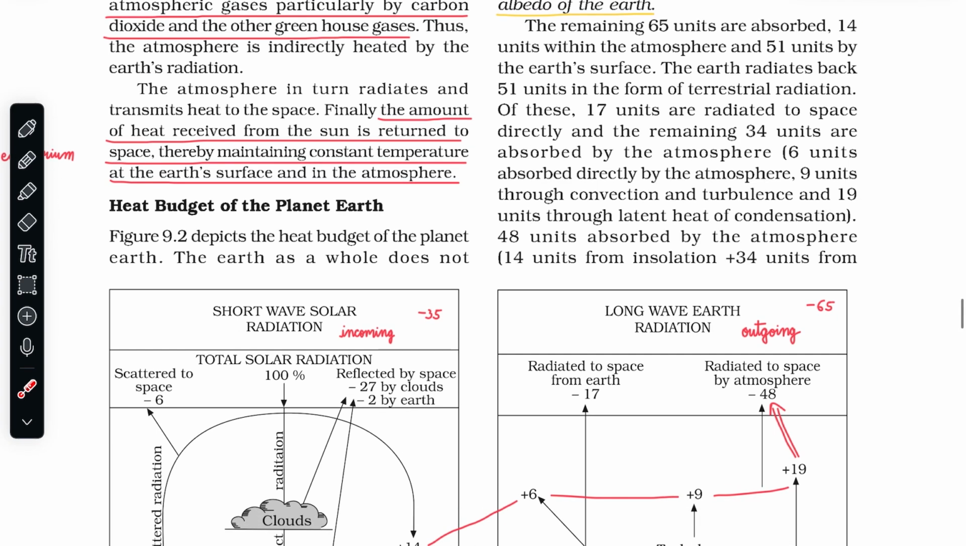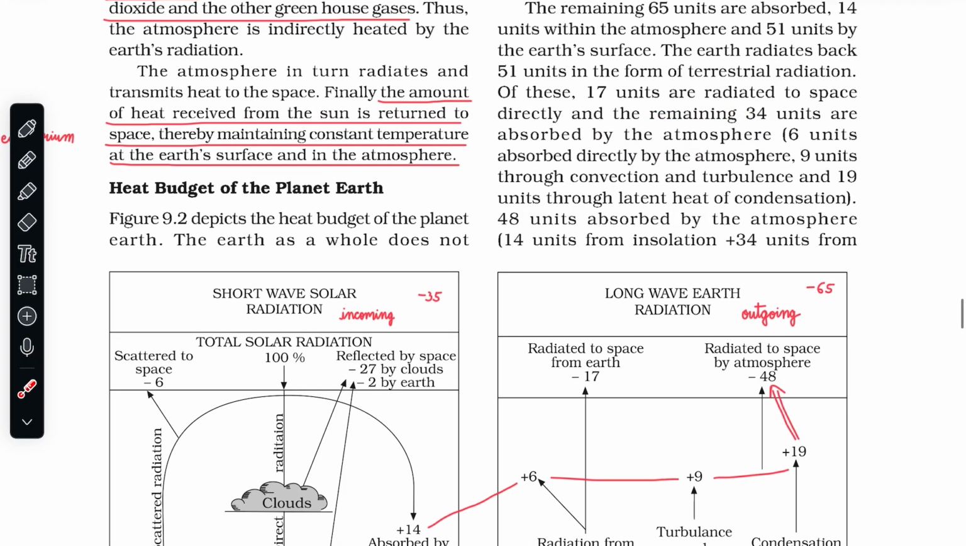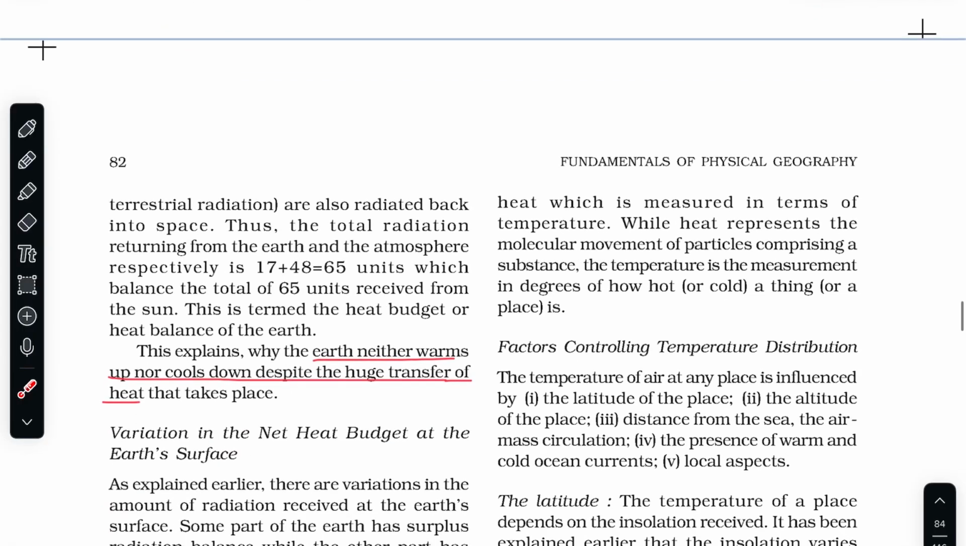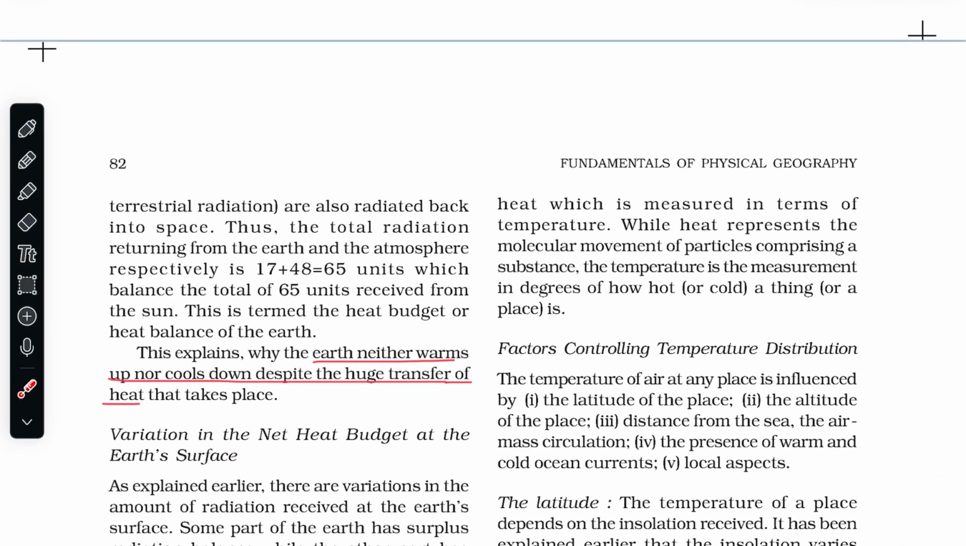The Earth radiates back 51 units in the form of terrestrial radiation. Of these, 70 units are radiated to space directly, and the remaining 34 units are absorbed by the atmosphere. The 48 units absorbed by the atmosphere are also radiated back into space. Thus, the total radiation returning from the Earth and atmosphere respectively is 65 units, which balances the total of 65 units received from the Sun.